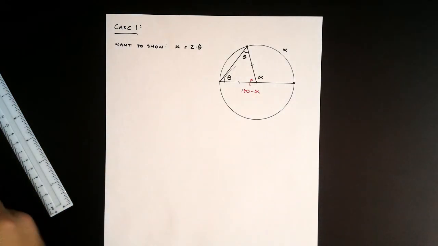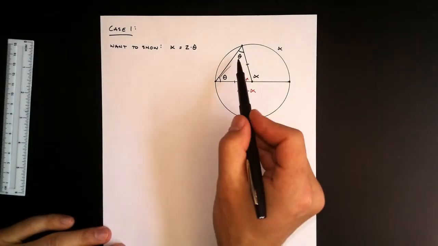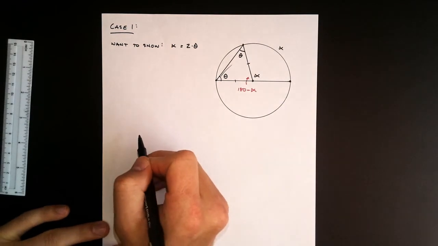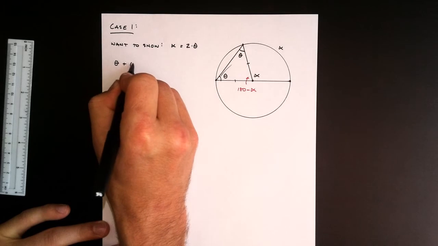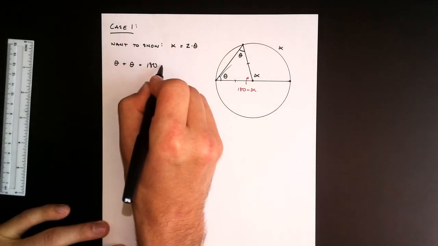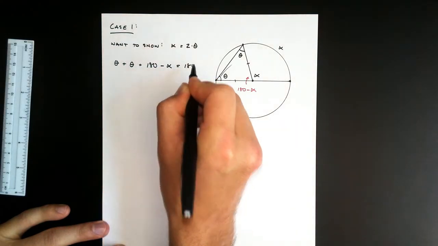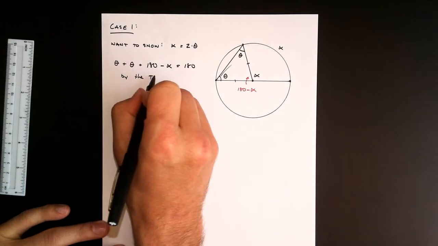Okay? So now, according to the triangle sum theorem, if I add these three angles up inside my triangle, I should get 180. So theta plus theta plus the 180 minus alpha, altogether that has to be 180 degrees. And that's the triangle sum theorem.